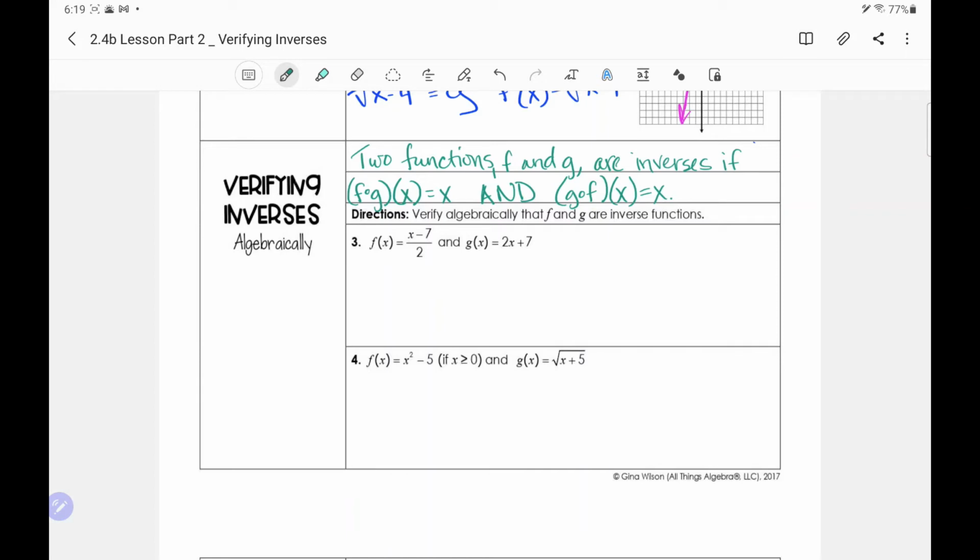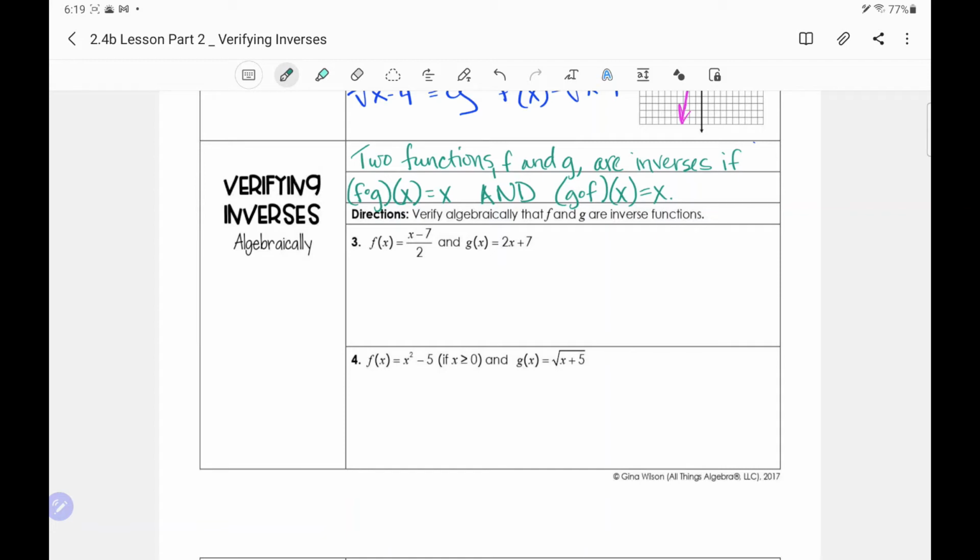So let's look at number 3 as our example. We have f of x equals x minus 7 over 2 and g of x equals 2x plus 7. So let's start with f of g of x. We could take a moment and ask ourselves about the domain. G of x is a linear function. F of x is x minus 7 over 2. Again, there's nothing in the domain that's going to be restricted on either of these, so there's no reason to think that they automatically couldn't be inverse functions.